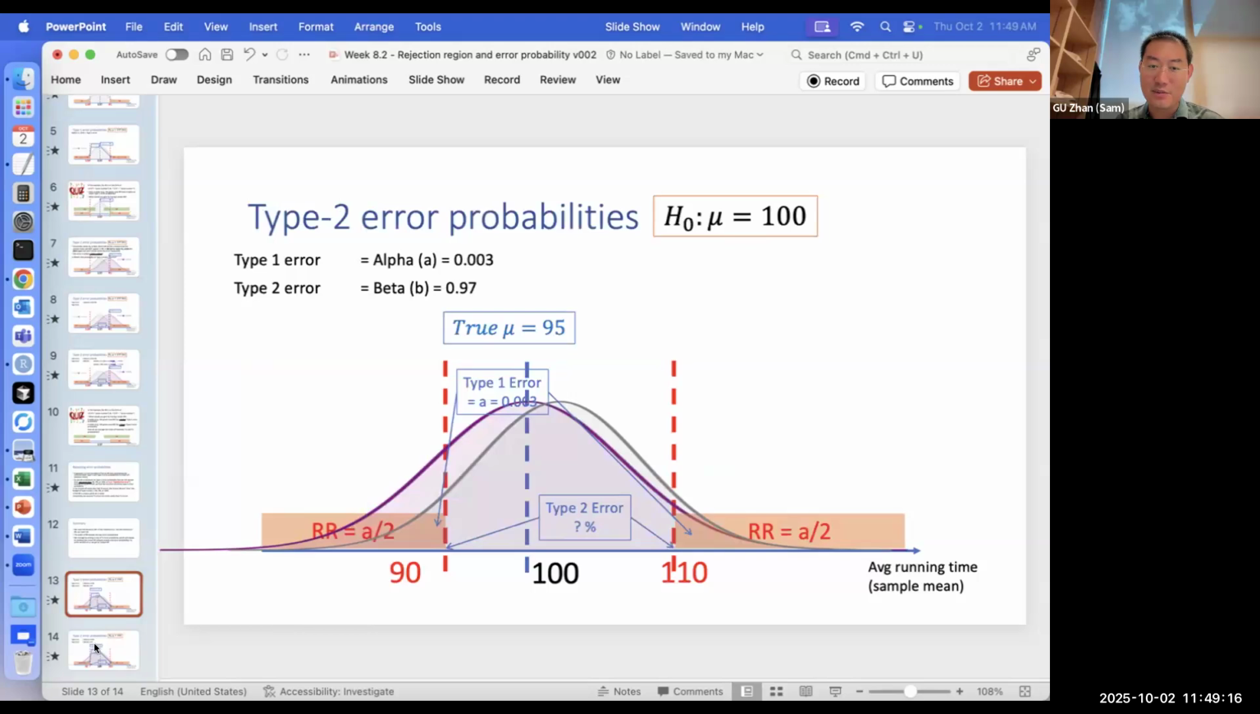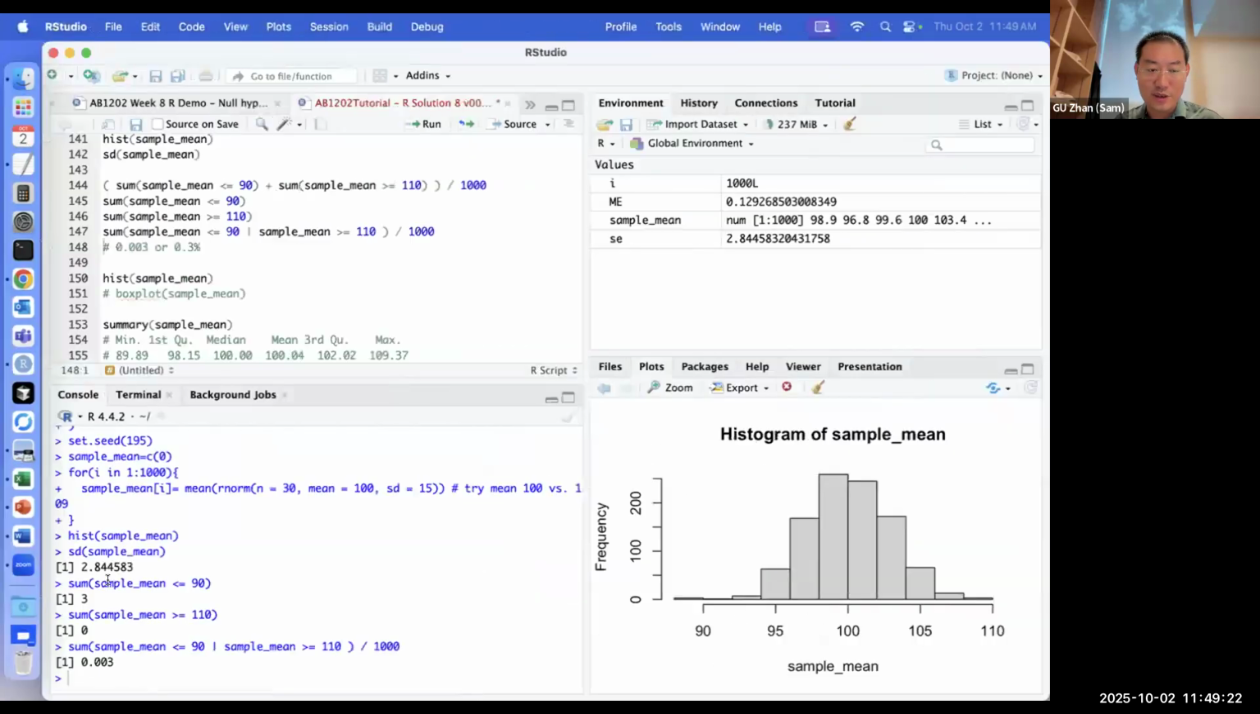Same here. This is type 1 error. So now we are actually working on this.